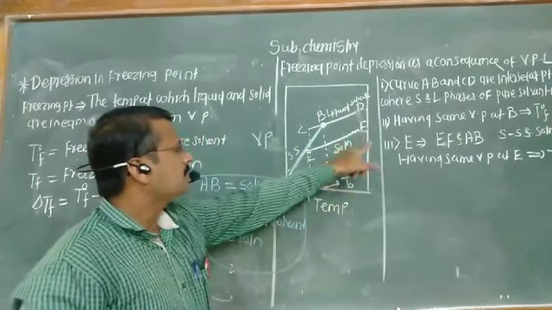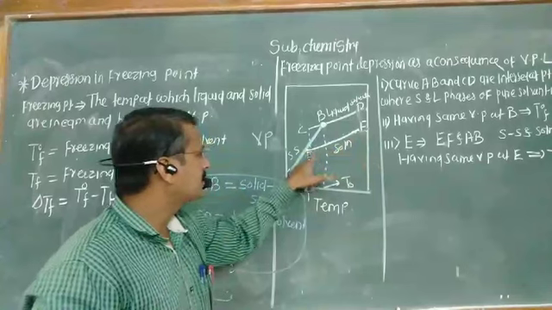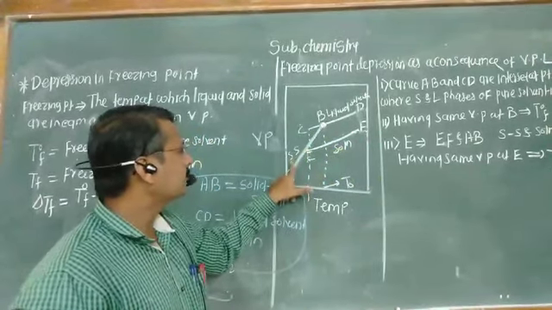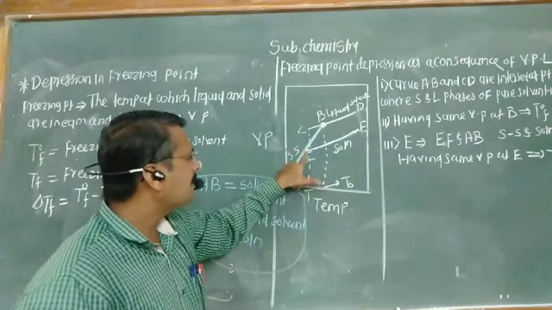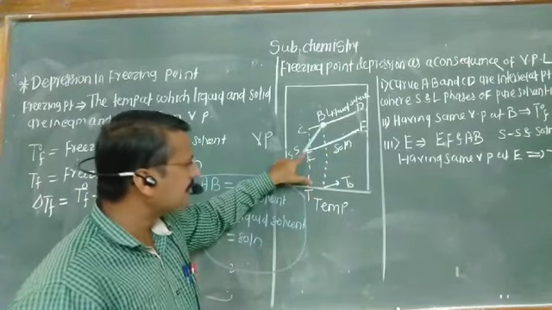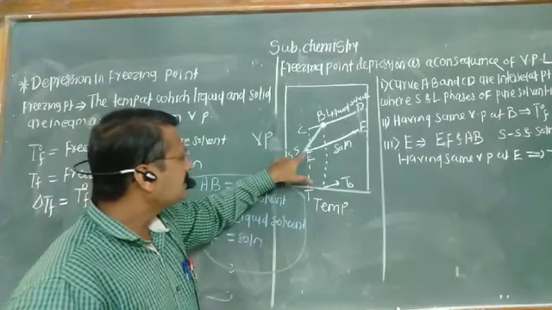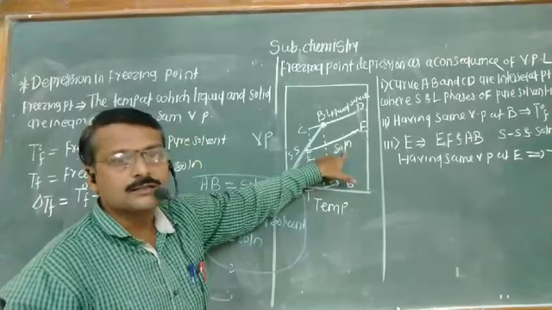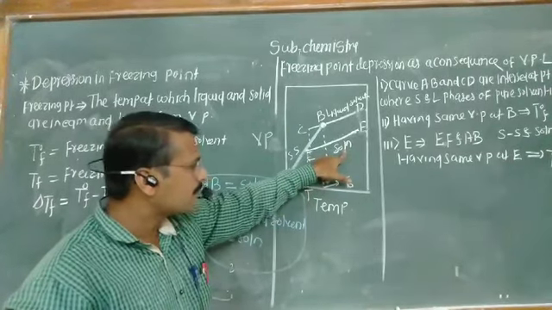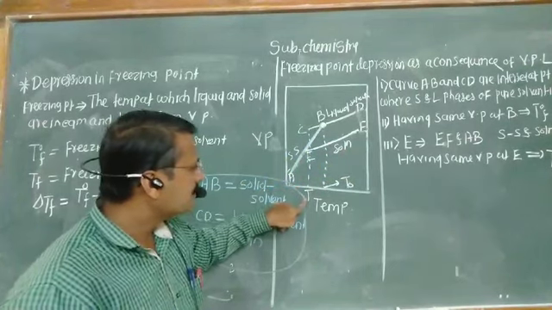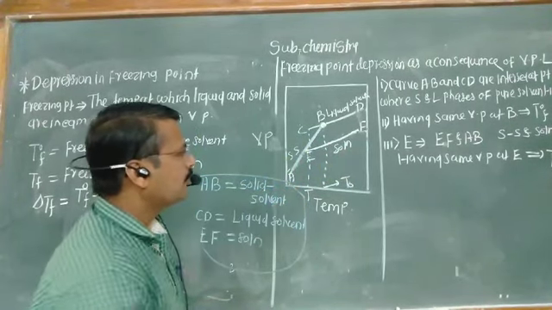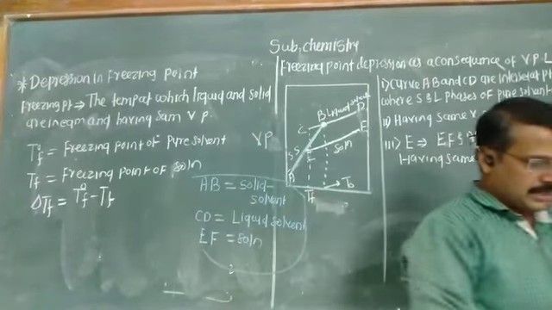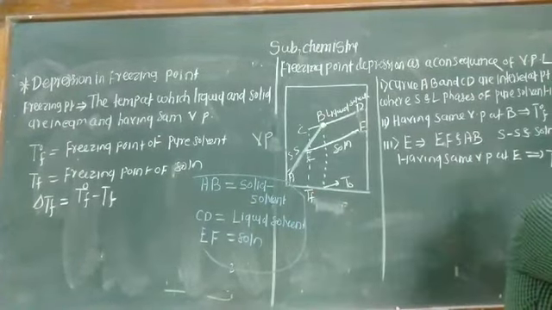Similarly, the curve EF is the curve for the solution, and curve AB is the curve for the solid solvent. The solid solvent and solution are in equilibrium having the same vapor pressure, and this is represented by the symbol TF. Okay, हे झाल्यानंतर मग आपल्याला काय लक्षात येते?